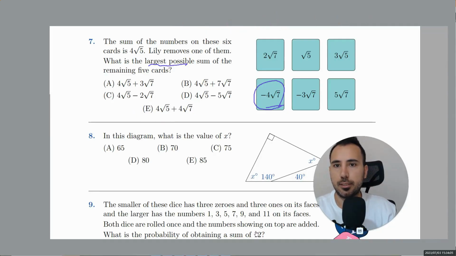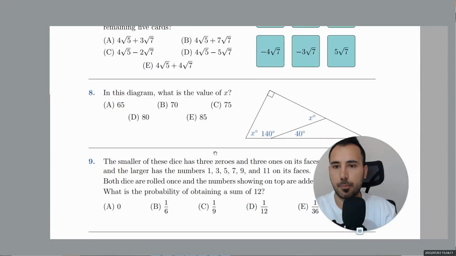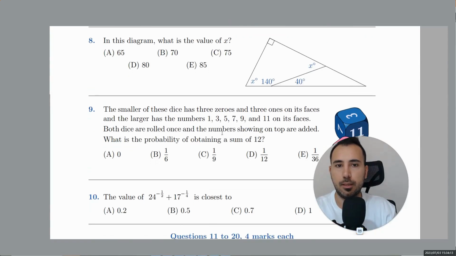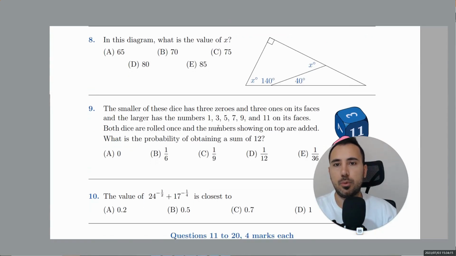Let's go and do question 8 now. In this diagram, what is the value of x? Okay. So the internal angles of any triangle is 180 degrees. This is also 90. That means this x plus this y is 90. So I'm going to write it.